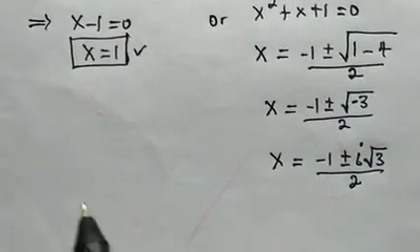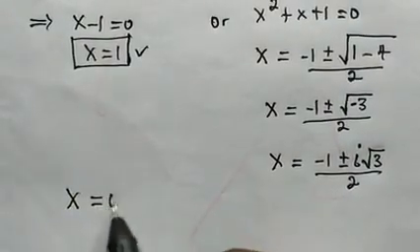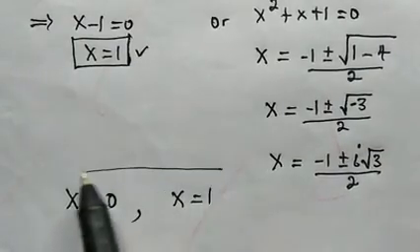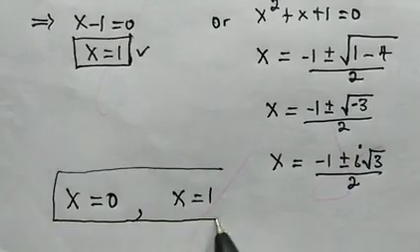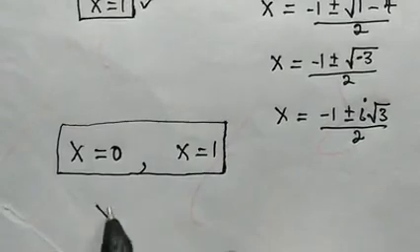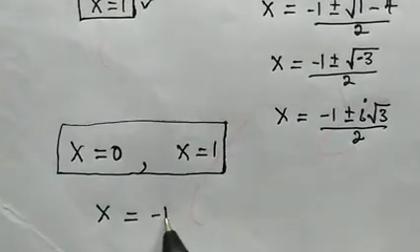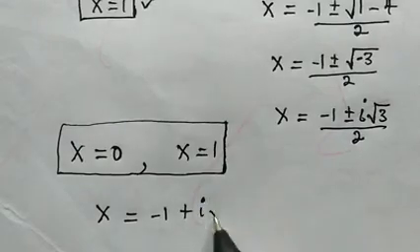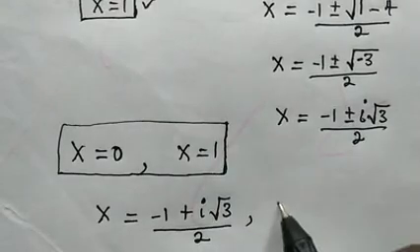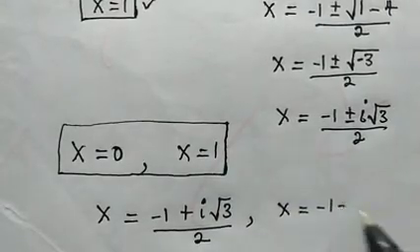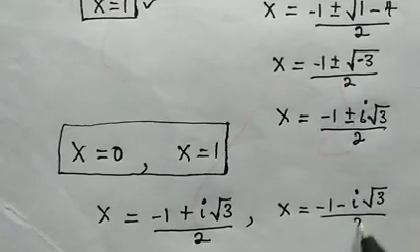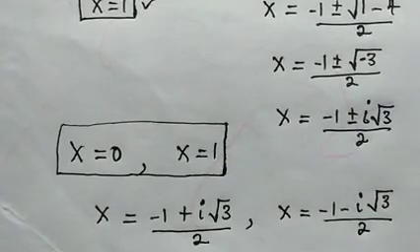So here we come up with the solutions. We have the real solutions x is equal to 0 and x is equal to 1. But remember that 0 is repeated 5 times, right? Then, for the complex solutions, we have x is equal to negative 1 plus i root 3 divided by 2, and also x is equal to negative 1 minus i root 3 divided by 2. Here we have the solutions.